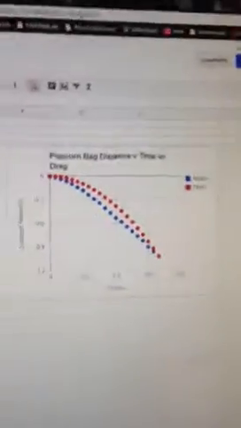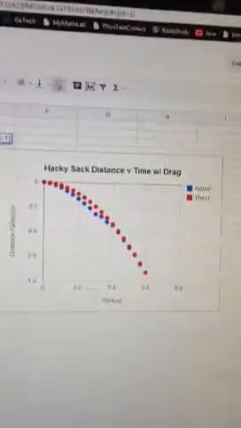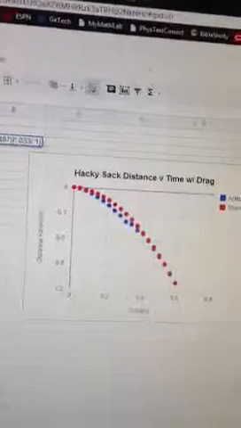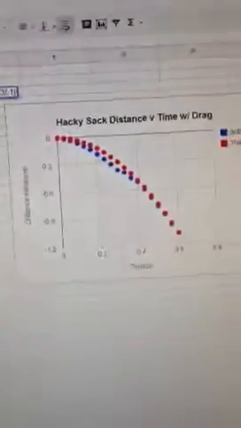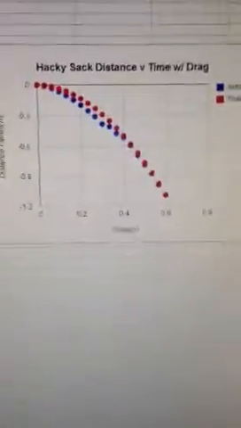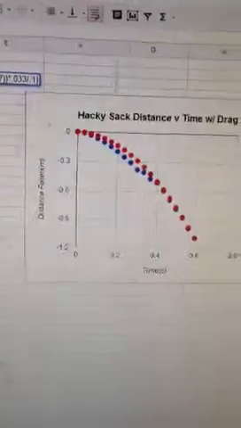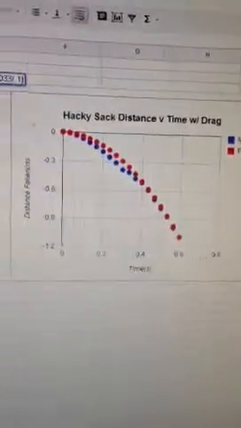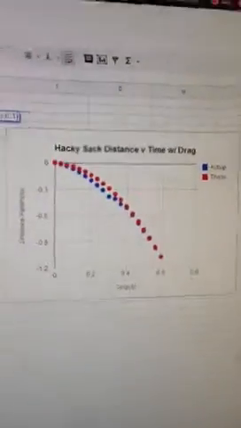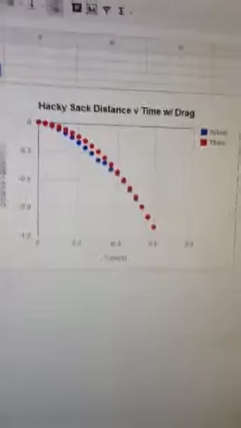Also, for the what if question, even if we threw down the hacky sack to begin with, or the popcorn bag, our model would never predict there to be a terminal velocity, for the reason that I just explained. In real life, it would reach a terminal velocity much faster, though, because it's already at such a high speed. Drag is already playing a bigger role than it would normally. But once again, our model will never predict there to be a terminal velocity. It'll just keep on accelerating forever and ever.